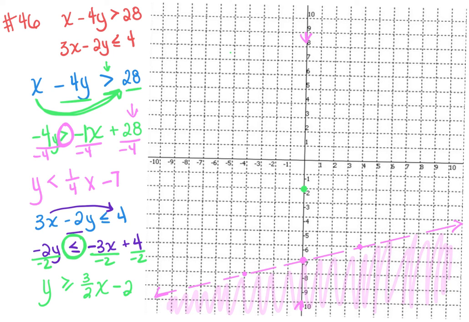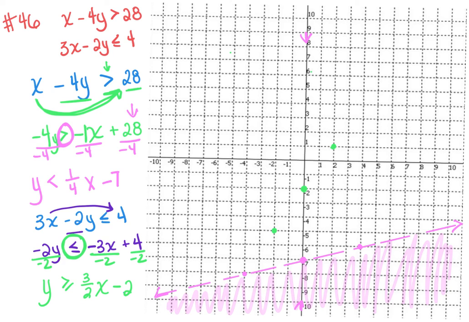I have a positive slope. So I can go up 3 and right 2, or down 3 and left 2. So I can go up 3, 1, 2, 3, and right 2, 1, 2. And you'll see where that is. It goes the same exact line, or I can go down 3 and left.